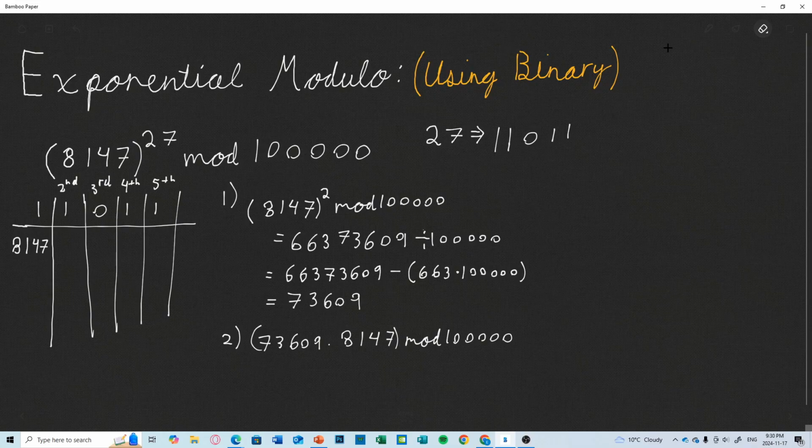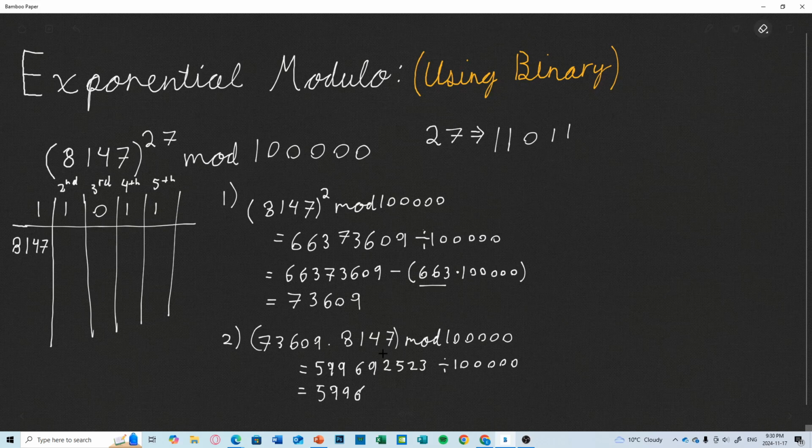So now multiplying our 73,609 by 8147, this gives us another very large number of 599692523, and we're going to divide it by 100,000, which will give us an answer of 5996, which is the answer we're going to have to use in our subtraction.